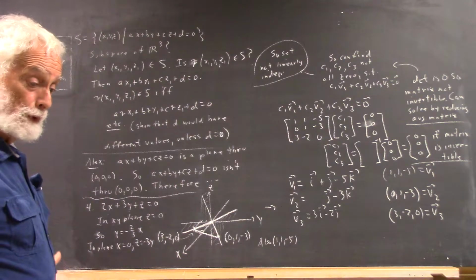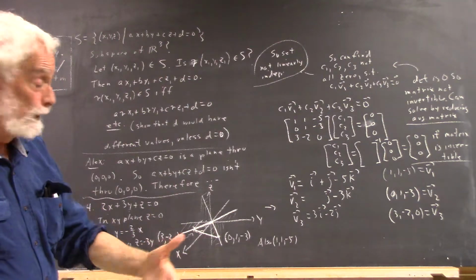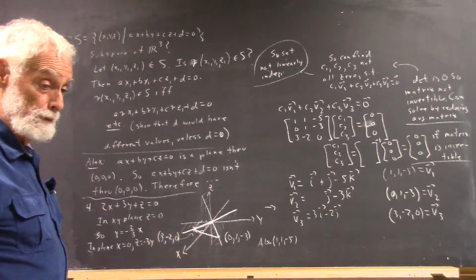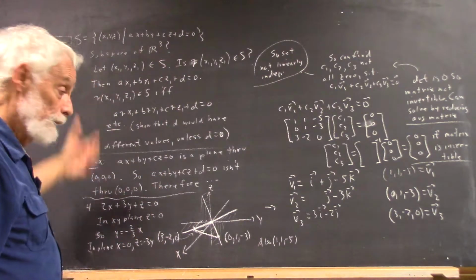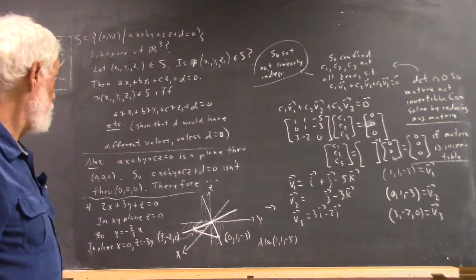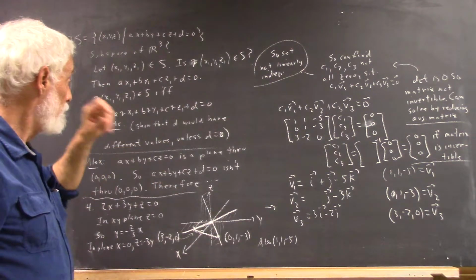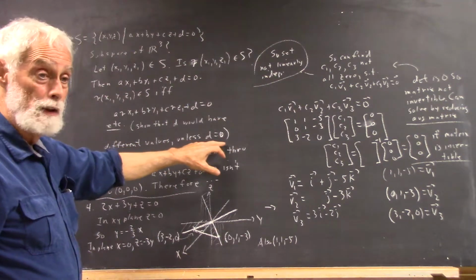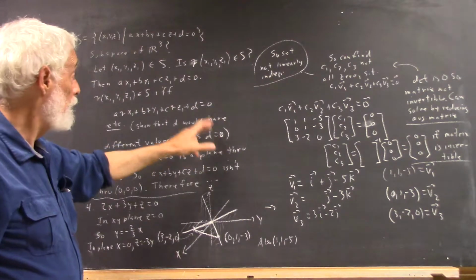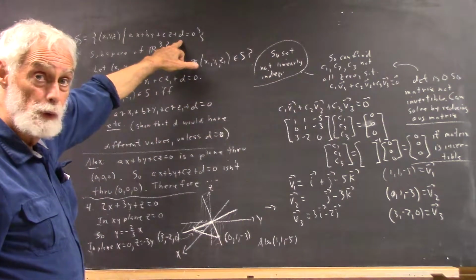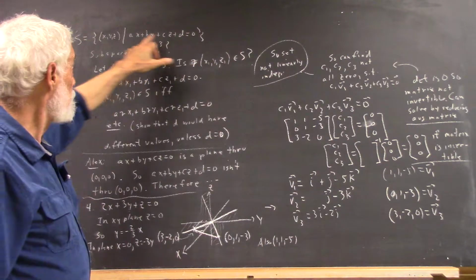Okay? Well, we already saw in the preceding example how this works out. You should be able to adapt it to this particular example. But I'll say even a little more. You can show that d would have different values unless d equals 0. And d can't have different values because d has only one value in the definition of your subspace.